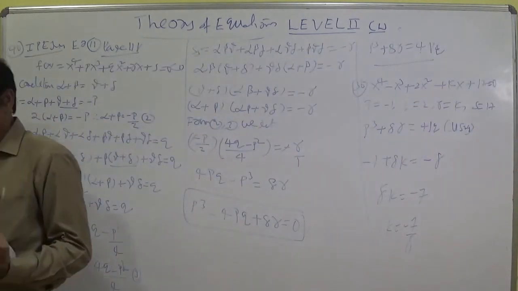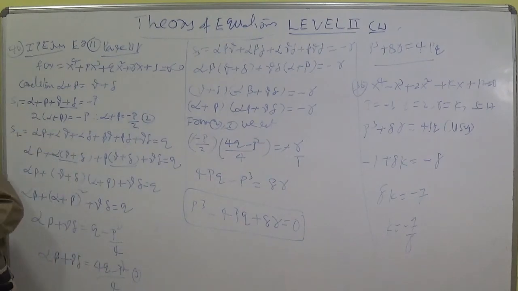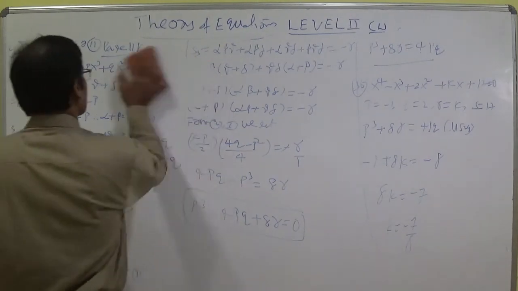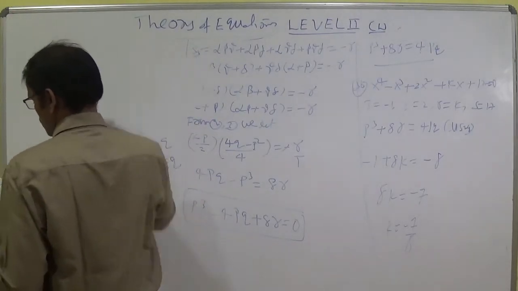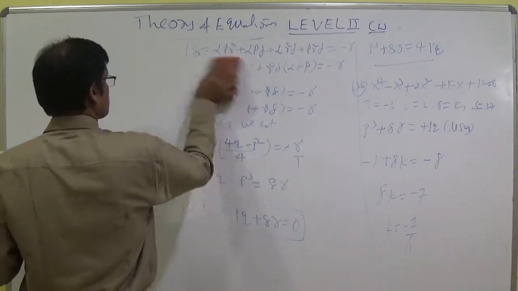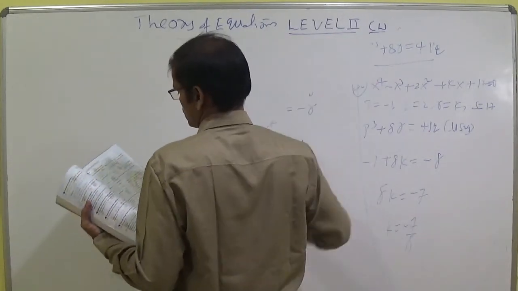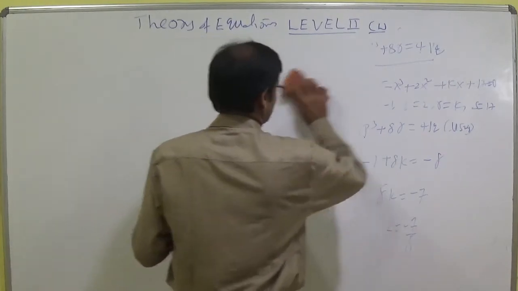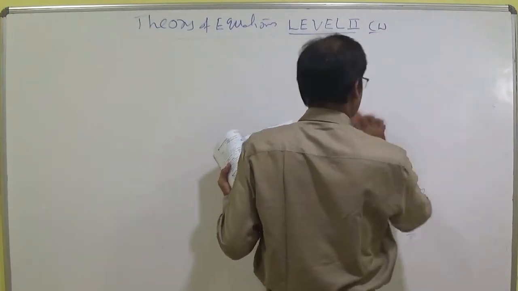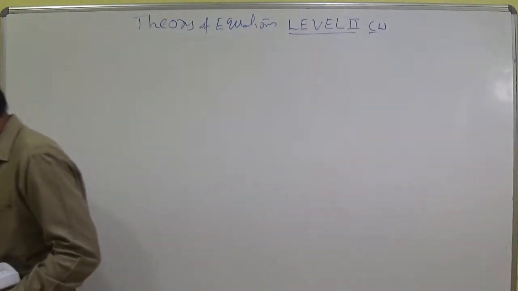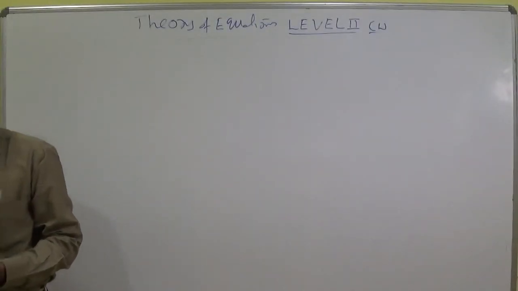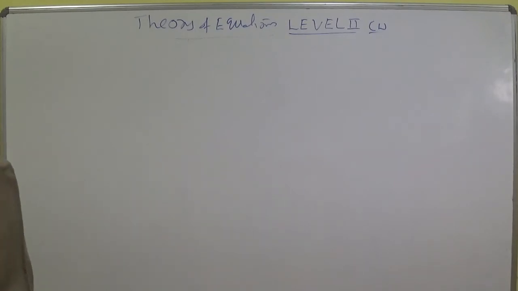Now 37th question. If 1 plus i root 3 by 2 is a root of the equation x power 4 minus x cube plus x minus 1 equal to 0, then find the real roots. Whenever 1 plus i root 3 by 2 is a root, we know that 1 minus i root 3 by 2 is also a root. So, the omega square concept: 1 plus i root 3 by 2 is a root, so 1 minus i root 3 by 2 is also a root.